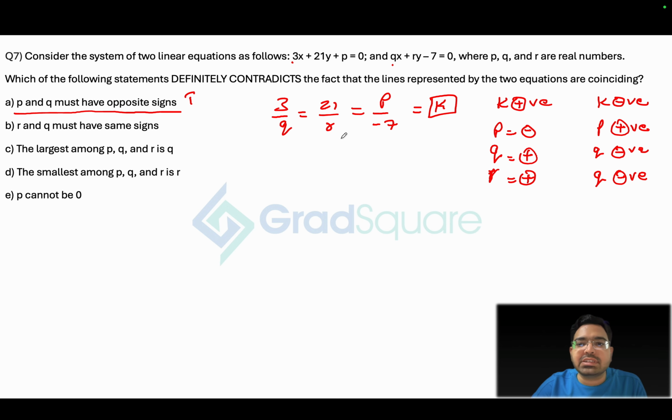R and Q must be of the same sign. Look at R and Q in both these situations. R and Q both must be of the same sign. This is also true. Now look at P cannot be 0.